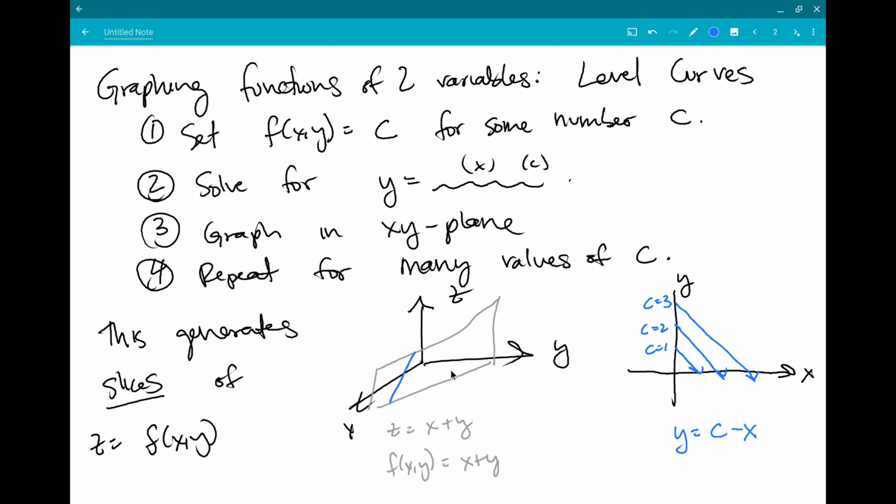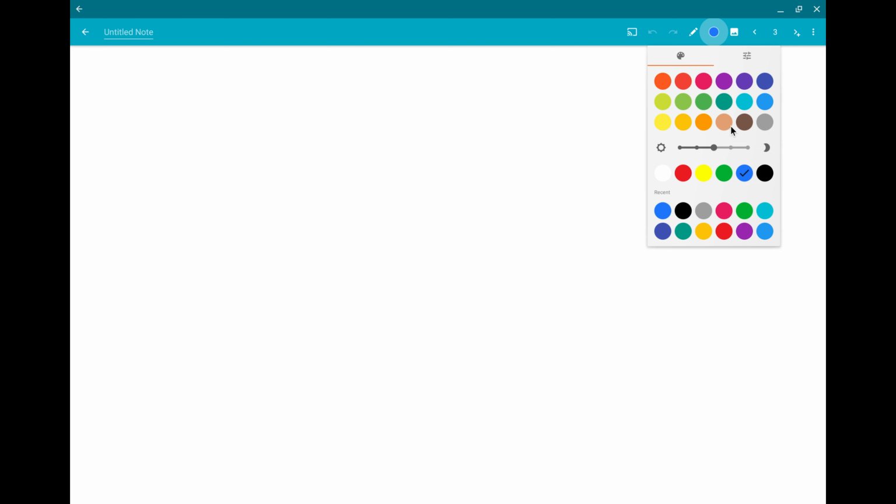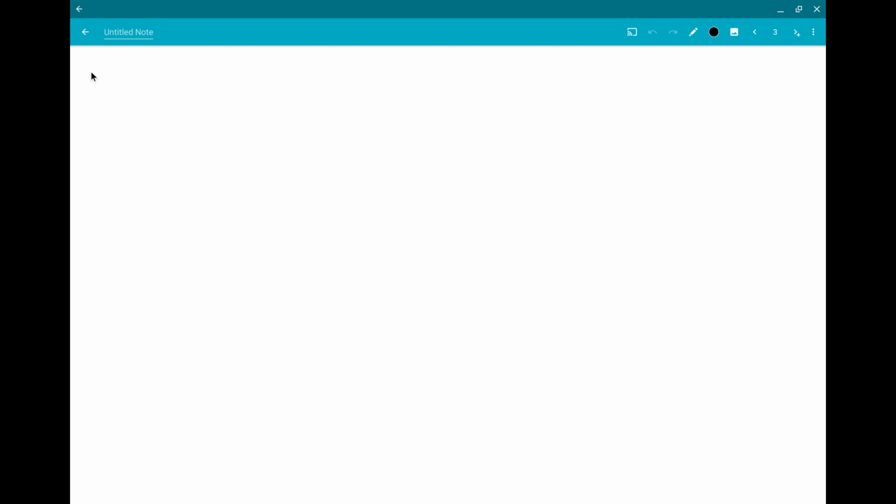And those slices correspond to different heights. This would be 3, 2, and 1 that z reaches, and you just take a big cut out of this piece of paper. And if we actually want to do this process, we can do it for f of x, y equal to x squared plus y squared.